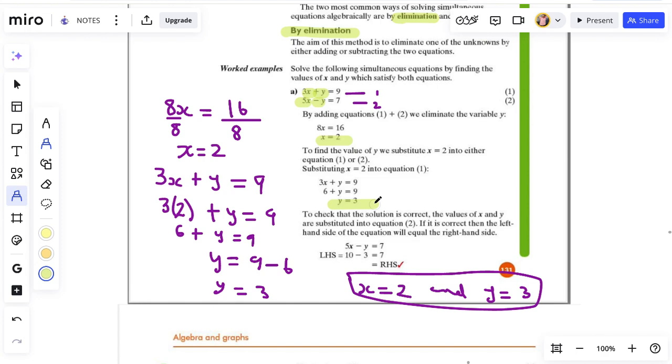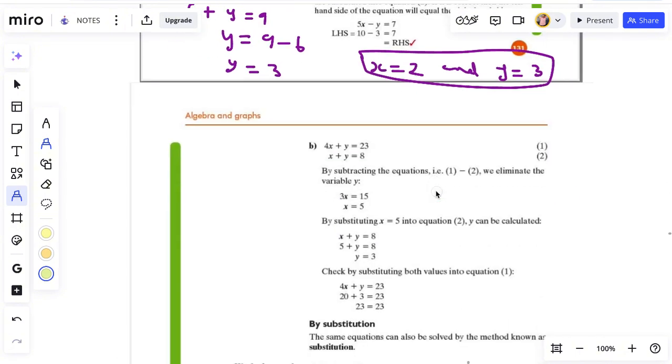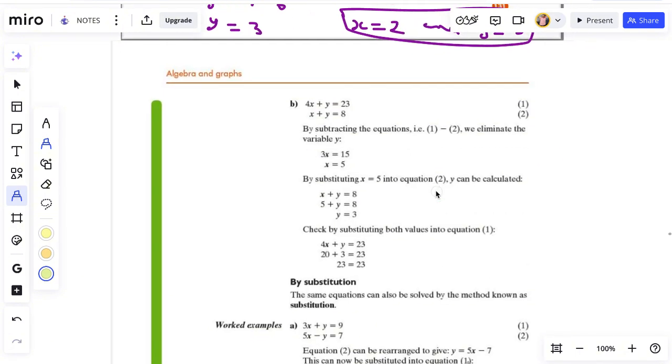Now you can check. How do you check? You can come here. x is 2. 2 times 3, you get 6. y is 3. 6 plus 3, you get 9. It's equal to 9. If you do the same for this one, you also get 7: 5 times 2 is 10, 10 minus 3, you get 7. So that's the checking. You can check to see whether your equation is correct. Is that okay? So here's another one for elimination.